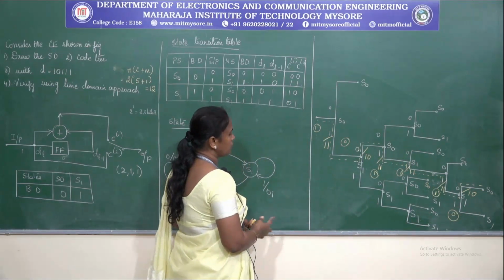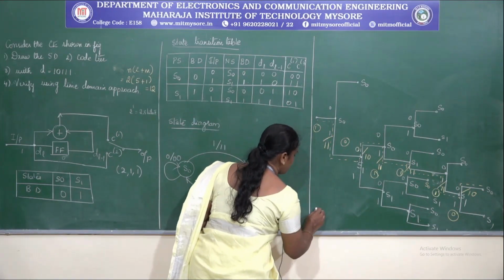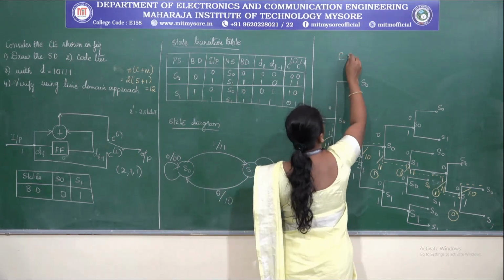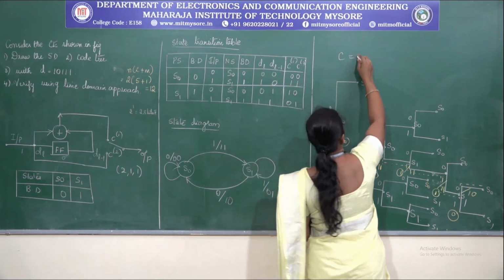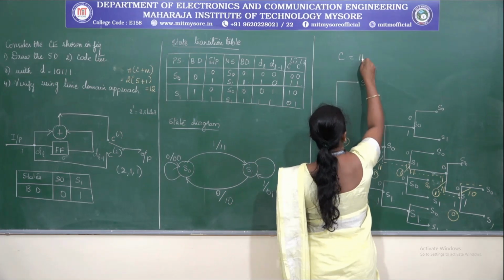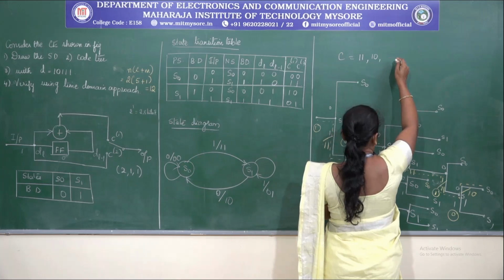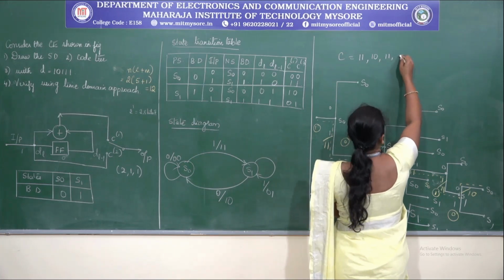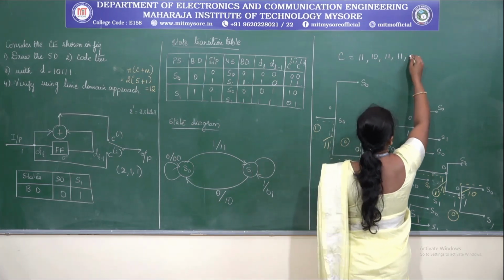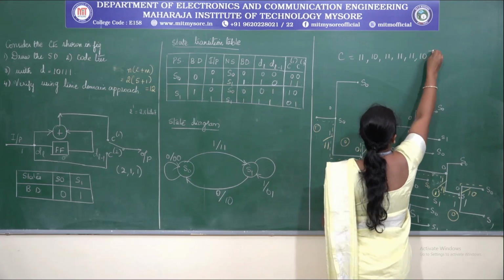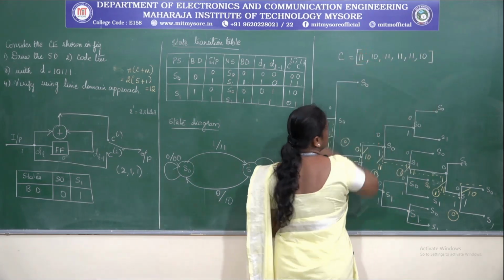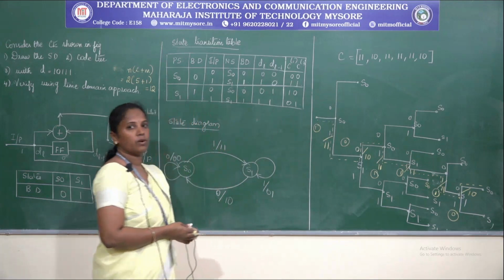So what is the code we got? C is equal to 1, 1, 1, 0, 1, 1, 1, 1, 1, 1 and 1, 0. So this is the code that we have got.